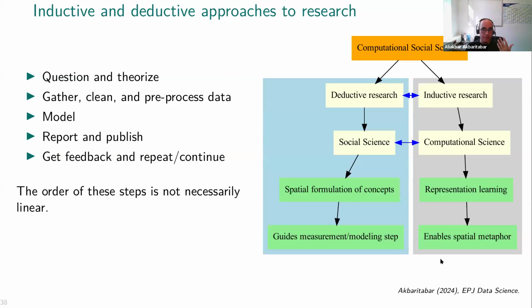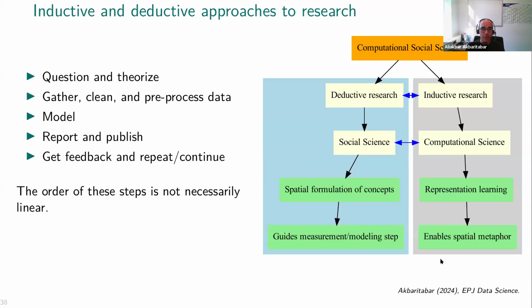social science. The deductive side is more what we know in social sciences, in sociology, that they start with a question and theory and they try to gather data and address it. And the inductive part of computational social science starts from the data and tries to learn its features and then tries to answer questions and find regularities and similarities between them.